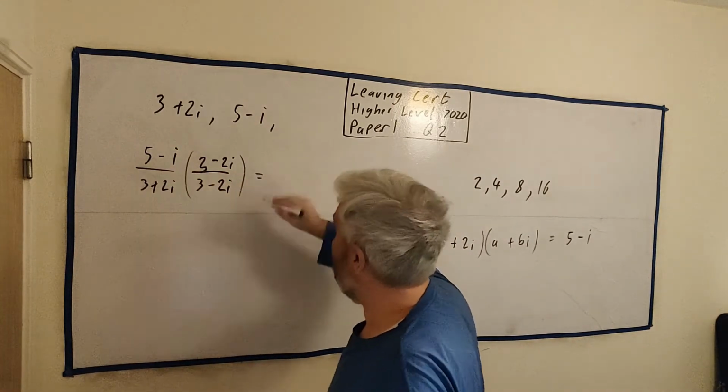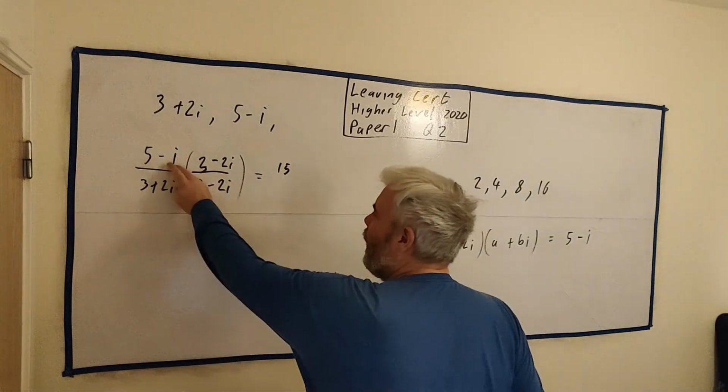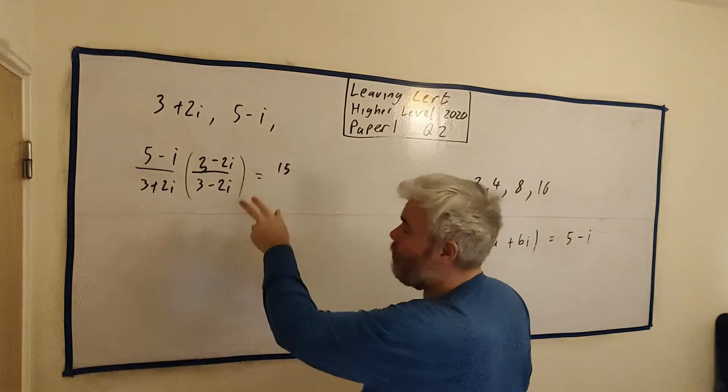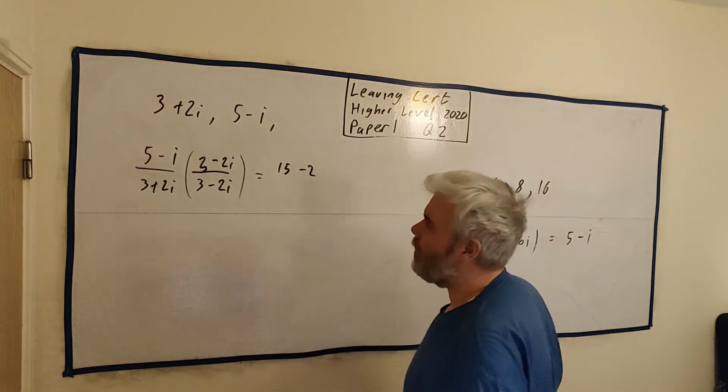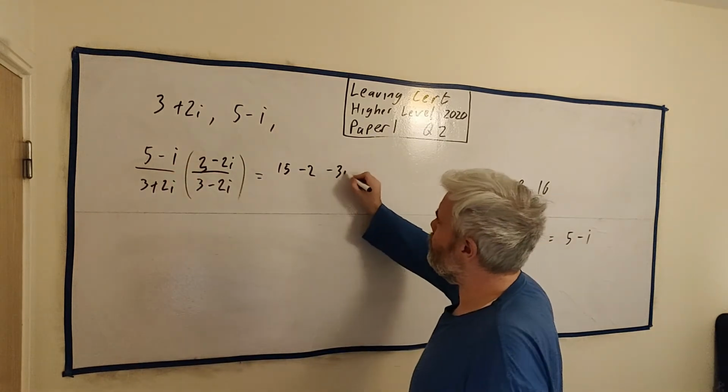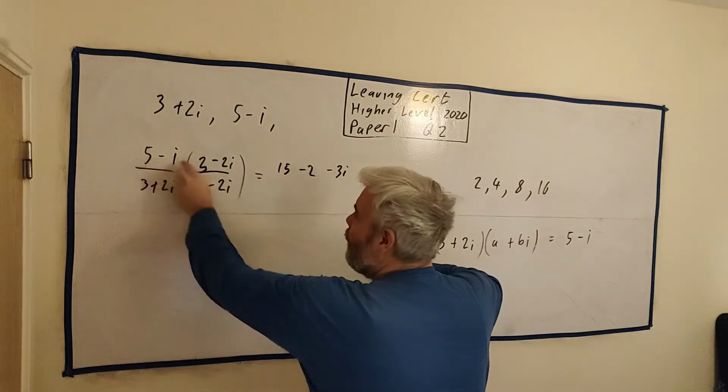So if we do this, let me get all the real numbers on top. We'll get 3 by 5, that'll be 15. We'll get i by minus 2i will be minus 2i squared, which will turn into plus 2. Then all the complex numbers on top, we'll get minus 3i, and we'll get minus 10i.